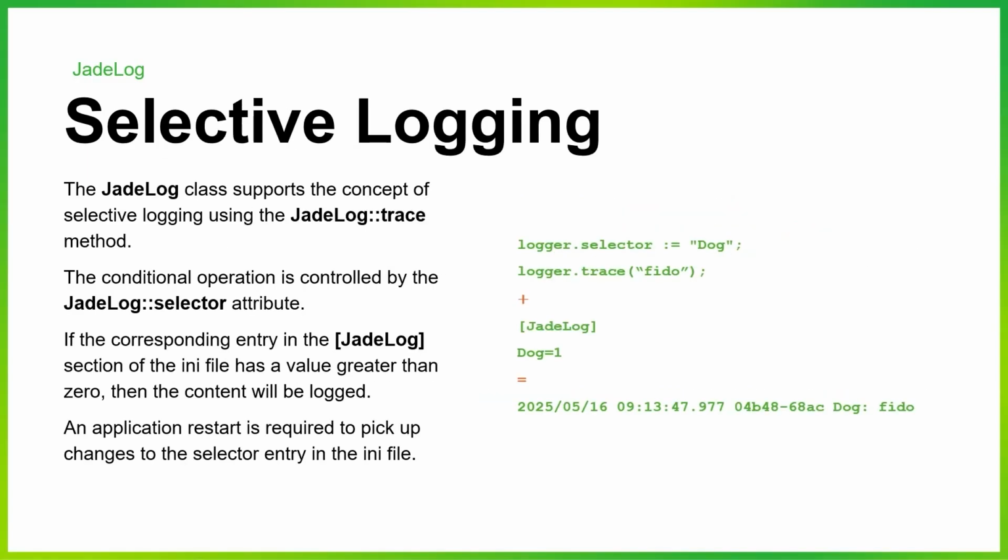If you want to do selective logging, you can use the trace method. By using the selector attribute and having an entry in your ini file, you can control whether a trace call will actually do anything. So if you have it set up correctly and you make a trace call, then boof, you get your log entry. If your log file doesn't have the select entry, then no output to the log.